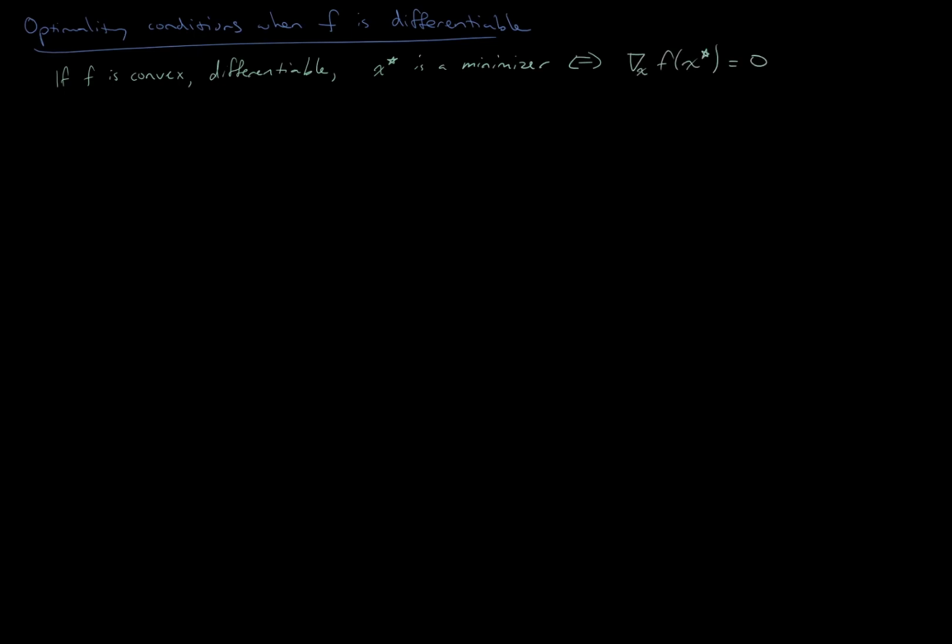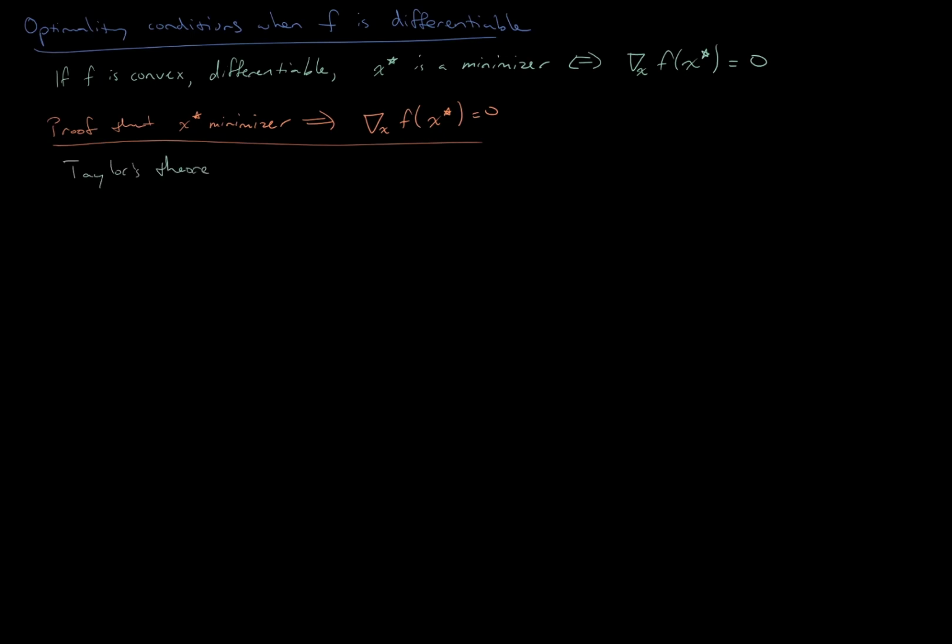So let's prove this, and we'll start by doing the hard direction. We'll start by showing that if x star is a minimizer, then the gradient of f evaluated at x star has to be equal to 0. This is really a consequence of Taylor's theorem.